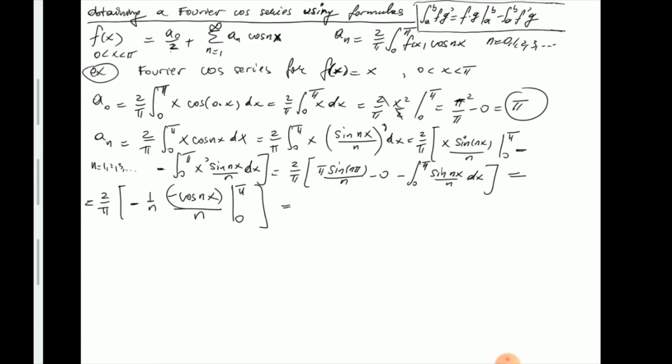So when everything is said and done, this will be 2 over n squared pi cosine of nx between 0 and pi. 2 over n squared pi, cosine of n pi minus cosine of 0, which is 1. So that's one of the drawbacks of this method using series representations. You should expect tedious terms. That's the nature of the beast, so to speak.